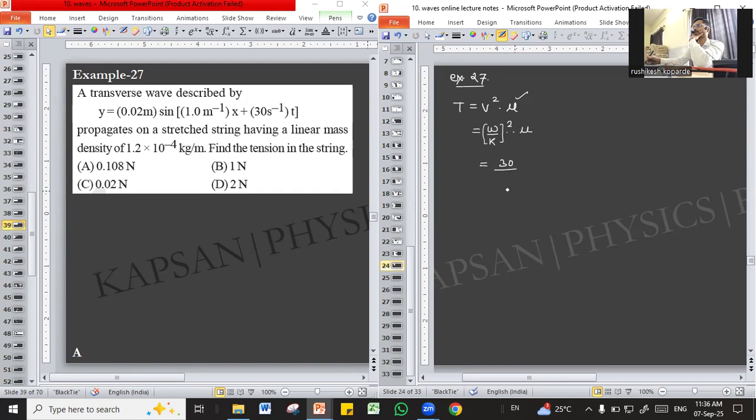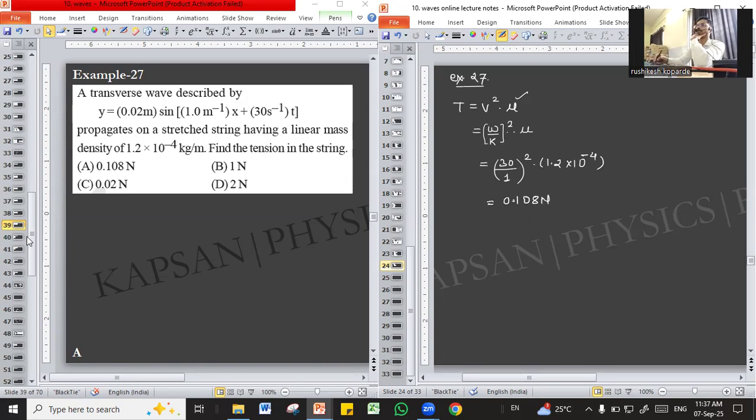Omega is 30 radian per second. K is 1 radian per meter. Coefficient of t upon coefficient of x. Mu is 1.2 into 10 raised to minus 4. Now you will get the answer 0.108.